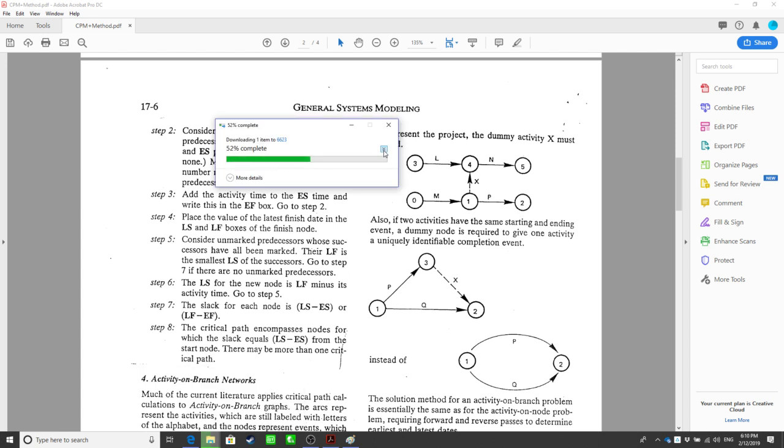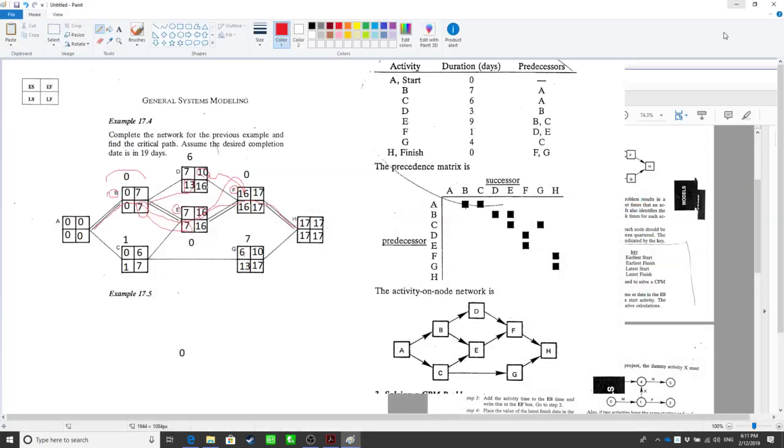Okay, still downloading. Fine, it's fine. I'm going to leave.